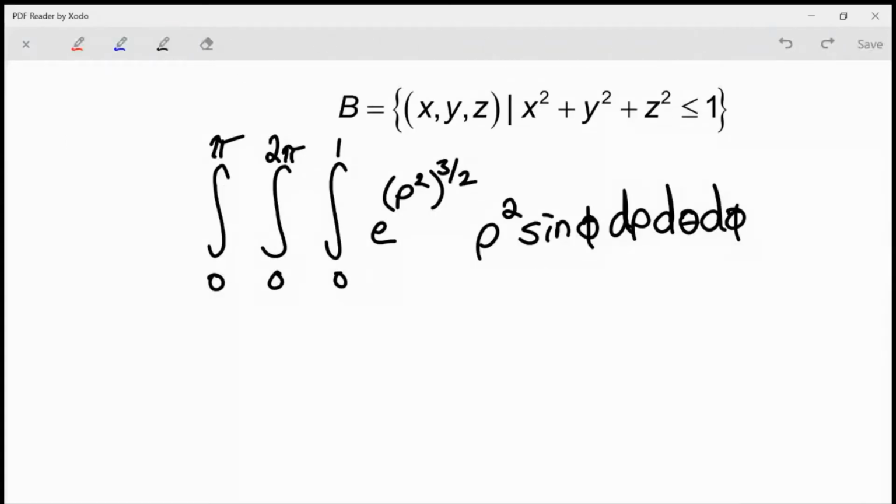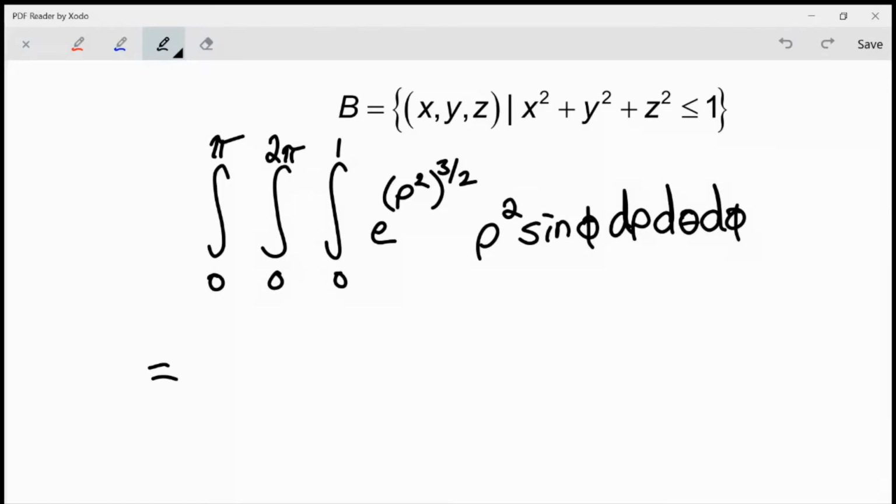Now, here's the nice thing about this. First of all, e to the (rho squared) raised to the 3/2 power is the same as e to the rho cubed. But notice that there are expressions in here that have rhos, there are expressions that have phis, and really I don't have anything in here with a theta except for d theta. So I can actually separate this out into three single integrals. And this is where the advantage of triple integrals in spherical coordinates comes into play.